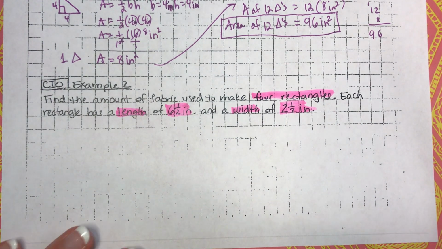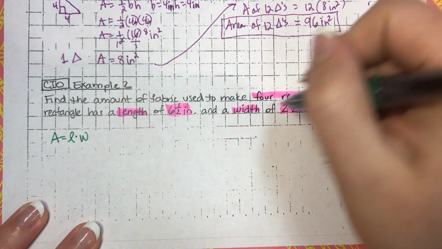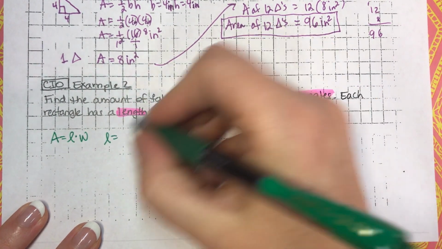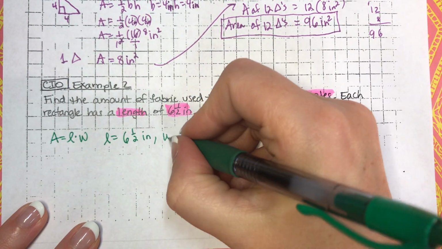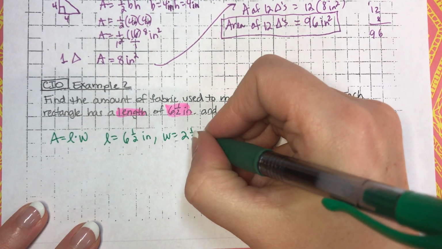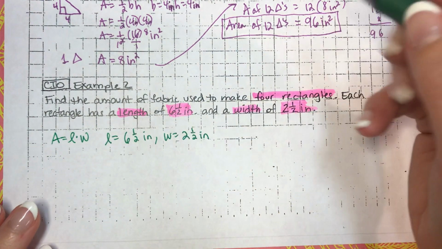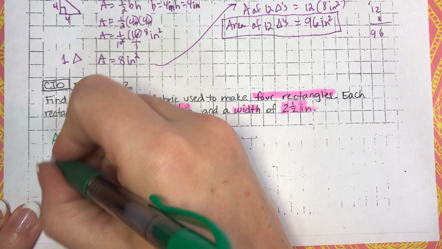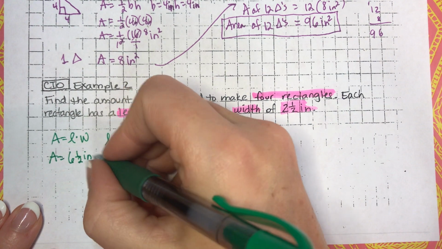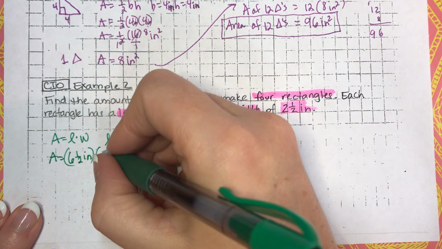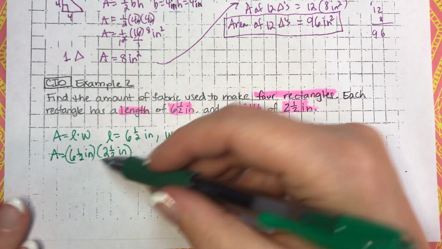So we just need to write down that area formula, which is area equals length times width, and the length is equal to 6.5 inches. Make sure you write that inches. And width is equal to 2.5 inches. Then we just substitute those values in, and we get the area is equal to 6.5 inches times 2.5 inches.